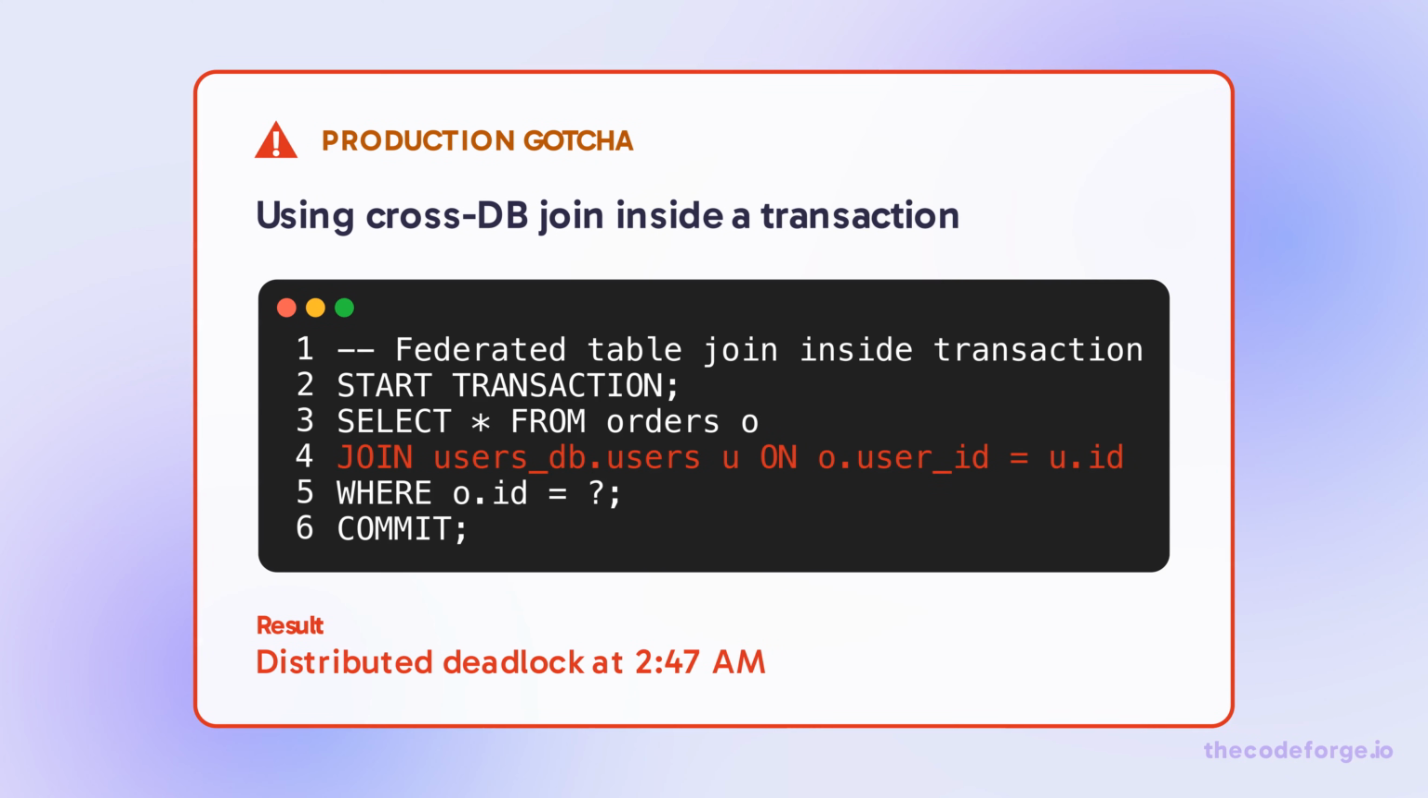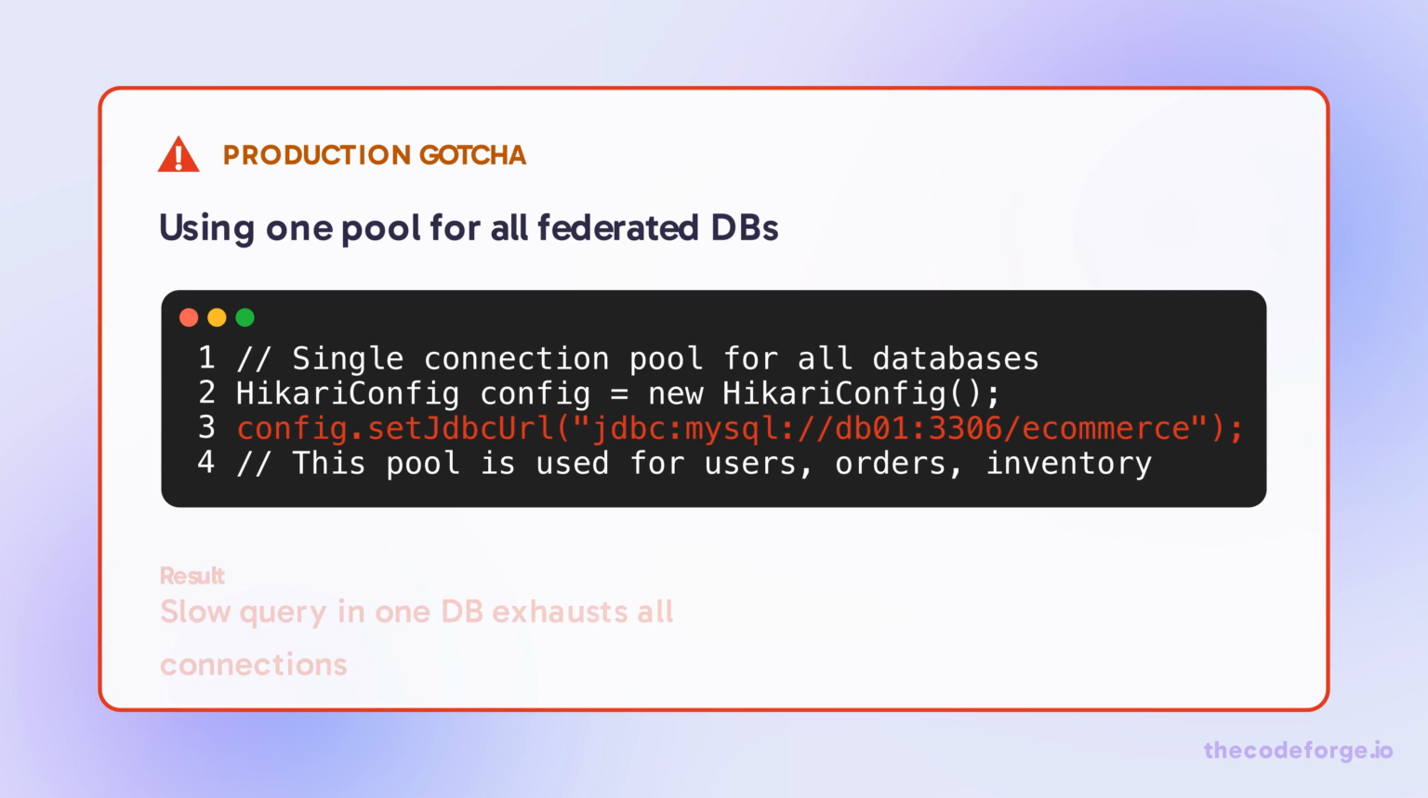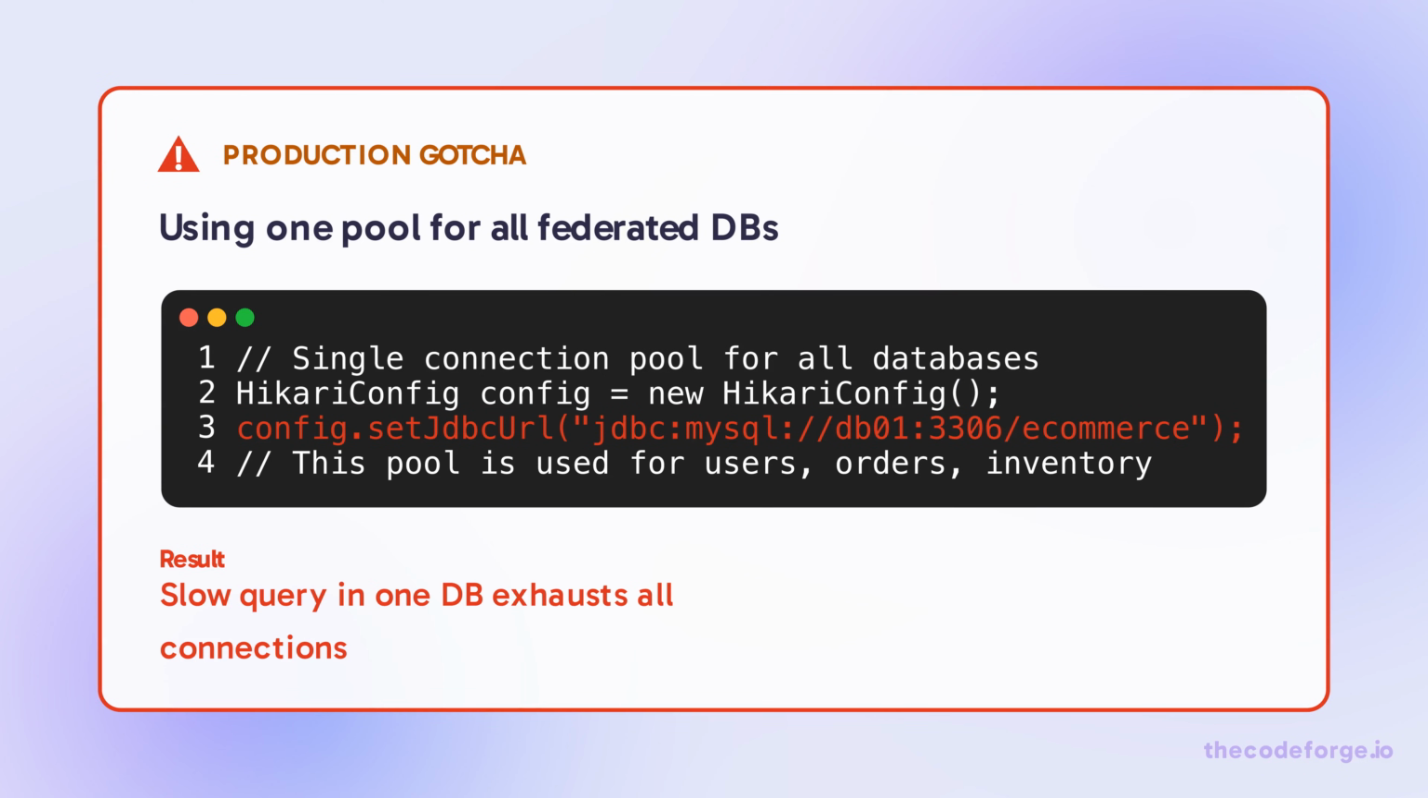This is the exact mistake from the incident. A cross-database join inside a transaction holds locks on both databases, risking a distributed deadlock. Always fetch cross-database data before starting the transaction. Don't use a single connection pool for multiple federated databases. Each database should have its own pool with its own max connections. Otherwise, a slow query in one domain can exhaust the pool and block all domains.